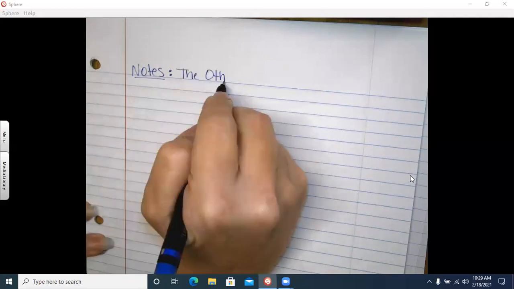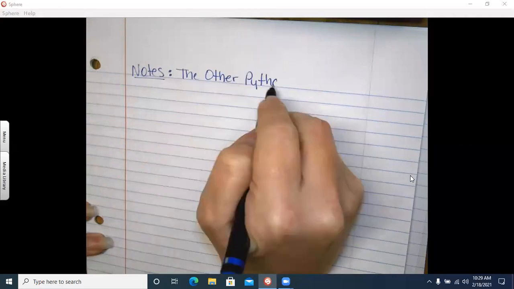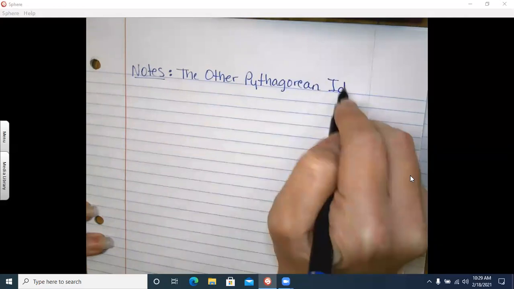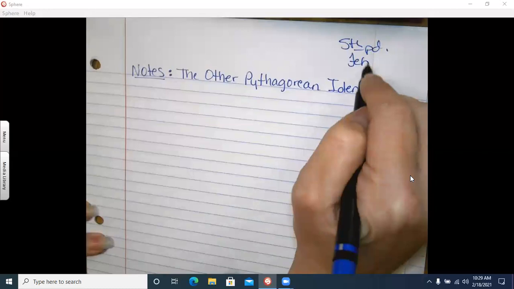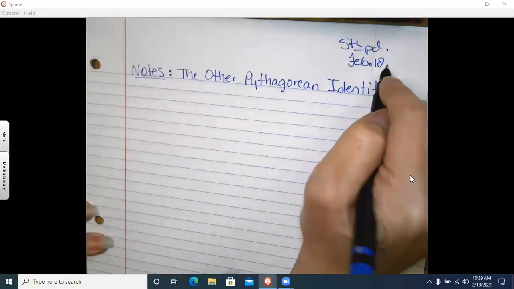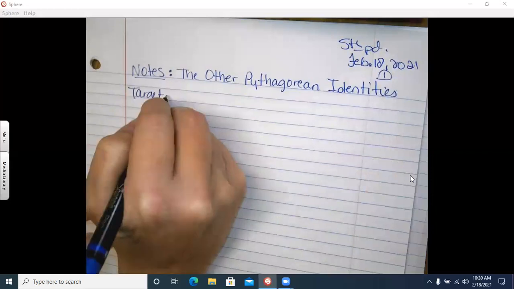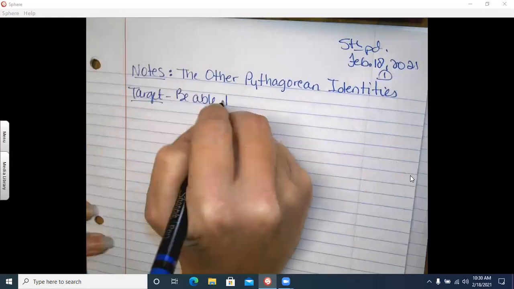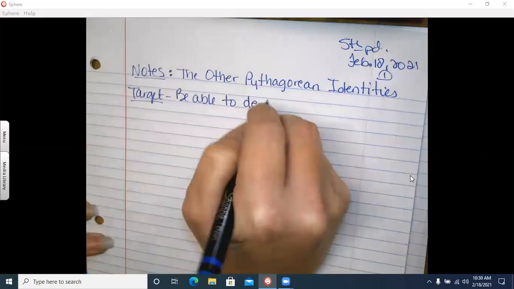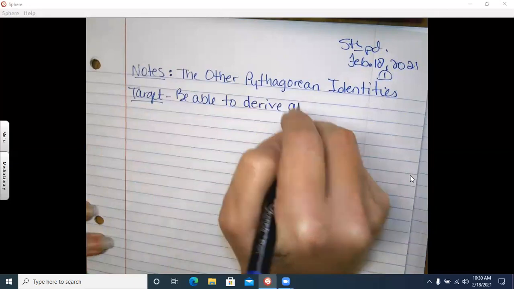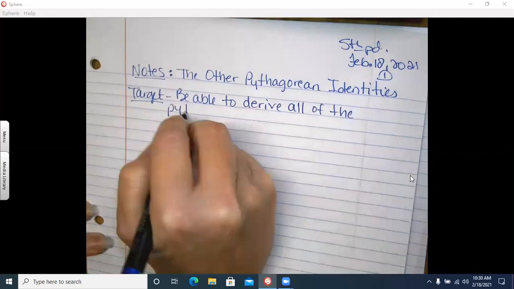Let's call it the other Pythagorean identities. Can we derive all of the Pythagorean identities?